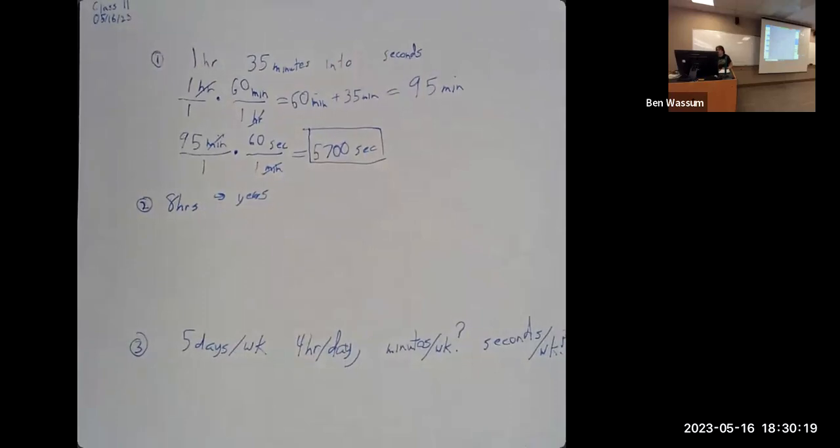So if your kid makes you angry, just be like, okay, face the wall and count to 5,700 out loud. I'll be timing it. I'll know if you're cheating. Oh, because it's seconds, I thought it was minutes. Okay, thank you.